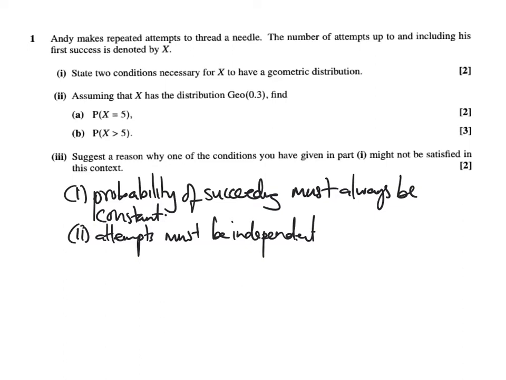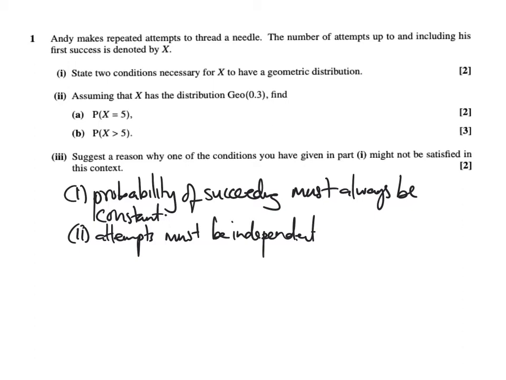Okay, part 2. Assuming X has a geometric distribution with p-value 0.3, the probability of success is 0.3. Find the probability for when X equals 5. What it means by X equals 5 is your first 4 attempts you fail, your first success only comes in on the 5th attempt. So therefore the first 4 are fails, and the 5th one is a success.